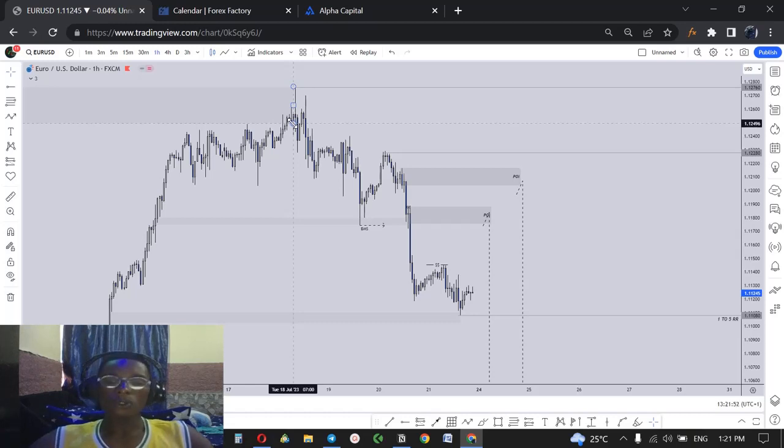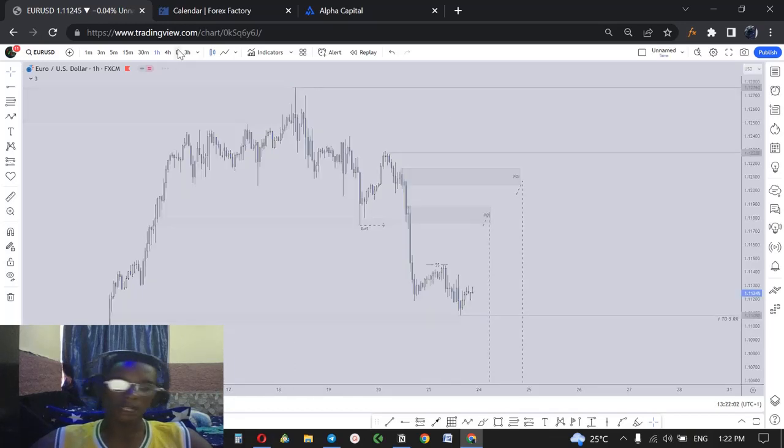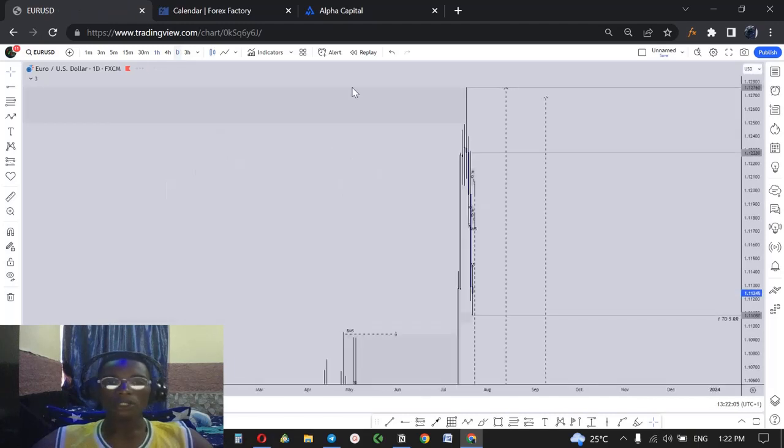So real quick, I don't want to make this video so long. I just want to make a very quick and sharp video for you guys so that it won't take much of your time while watching it, right? So real quick, I'm looking at EUR/USD as you can see on my screen, EUR/USD right from the daily time frame.